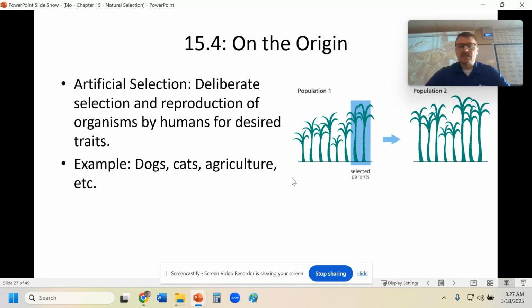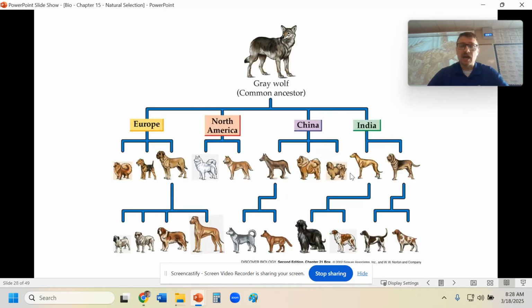Now, he did witness something called artificial selection. This is how humans can change populations. This is just the deliberate selection of reproduction of organisms by humans for desired traits. So if you look here, we have our original population. If these two parents or these two plants get picked for the next generation, you can see that next generation is a lot taller because these plants have tall genes. Now, not every single one of them is going to be tall, but there's going to be a larger percent that are tall. And we see a lot of different organisms that have been artificially selected for.